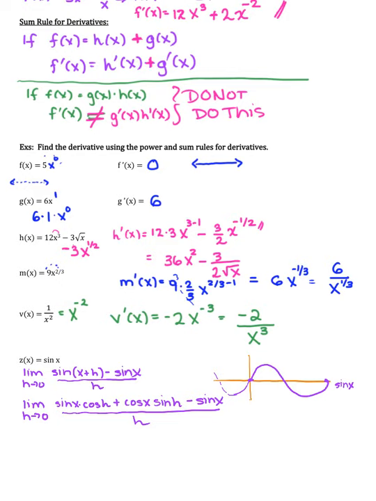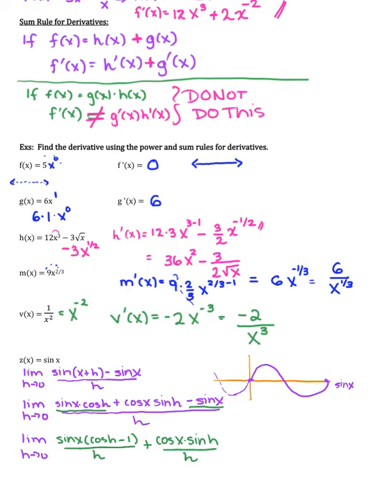Okay, so what can we do to this? Well, I'm going to do a little magic here and rearrange a few terms. So I have the limit as h approaches 0. I am going to take these two terms and put them together so that I have sine x, which I can factor out, times cosine h minus 1 all over h, plus cosine x times sine h over h.